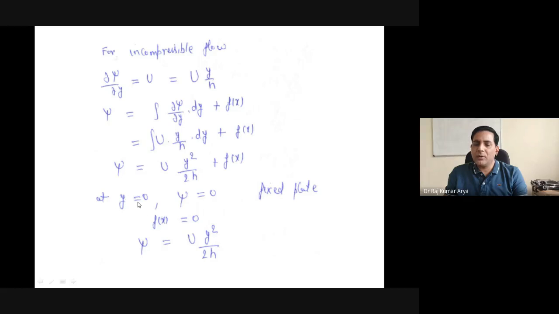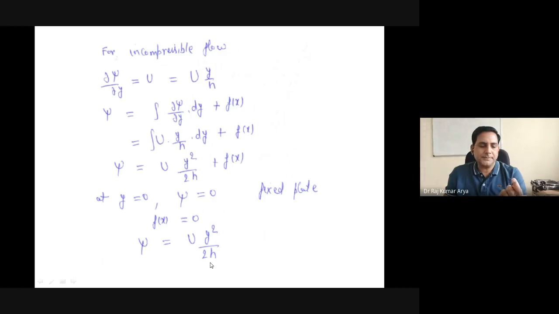So at y equal to 0, your psi must be equal to 0 because you have 0 flow there. If you apply that condition, your f(x) comes out equal to 0 to satisfy it. So you got the value of this function also. Finally your psi came u y square upon 2h. Everyone got this one or not?